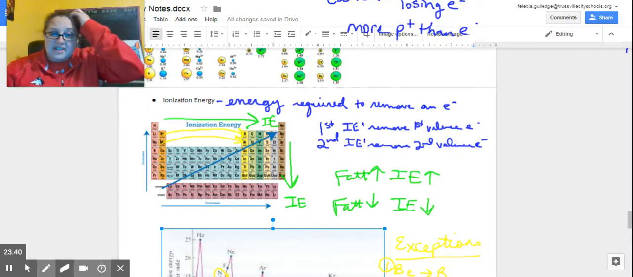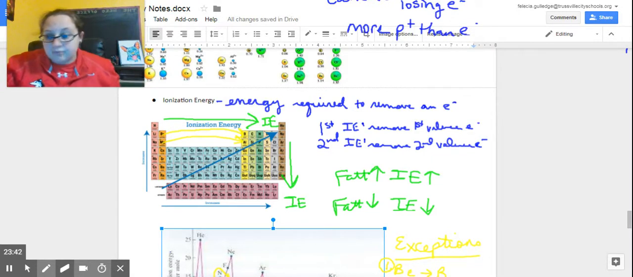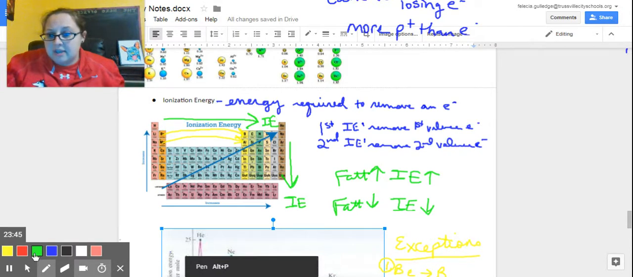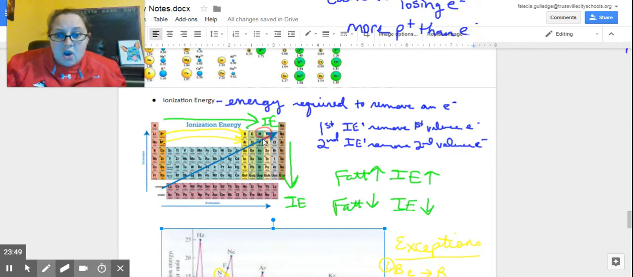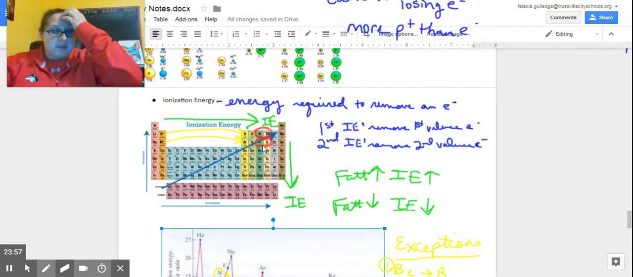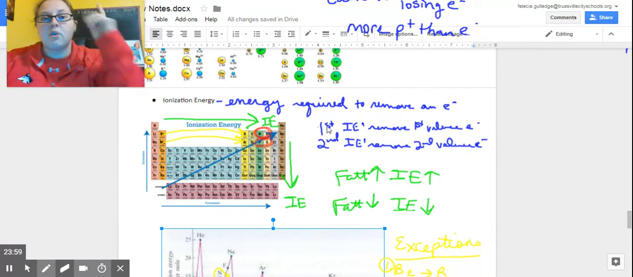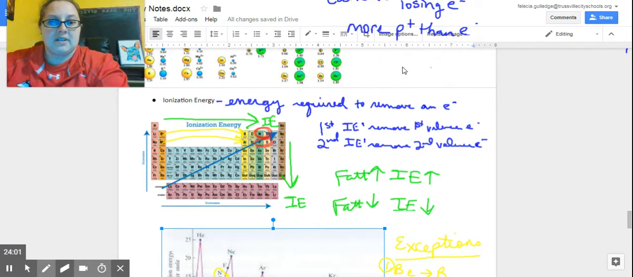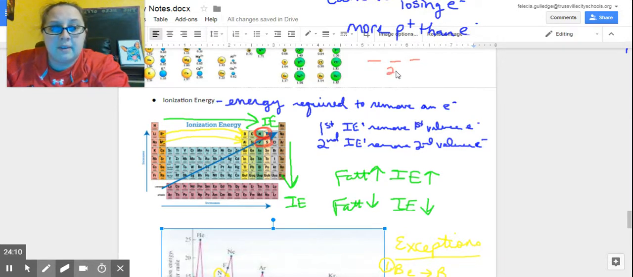Now let's talk about our second exception. N to O and P to S. All right, so that is our second exception there. Now for this, I have to draw a little bit of a picture, okay? Let's do the orbital notation. I'm going to draw it up in this area here. Let's do the orbital notation for nitrogen. We're just going to do the p block, all right? So it's in the 2p.